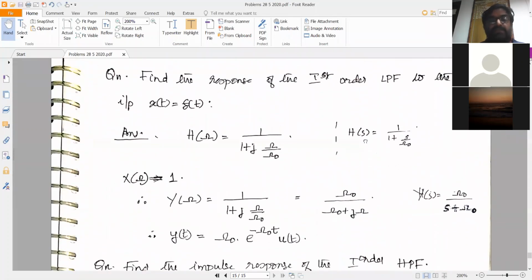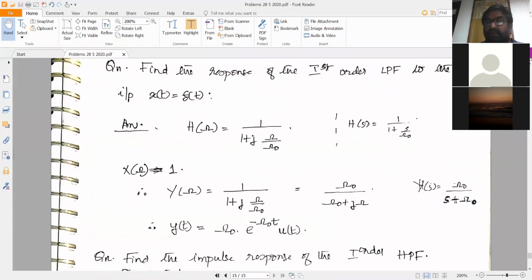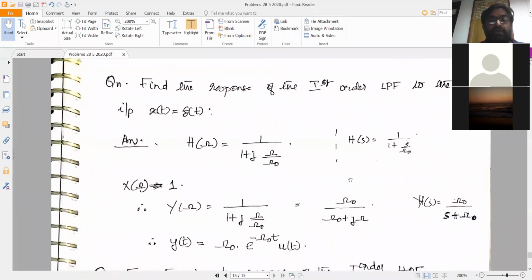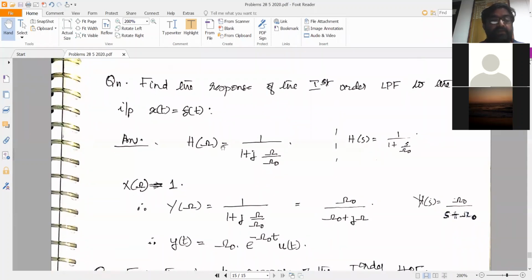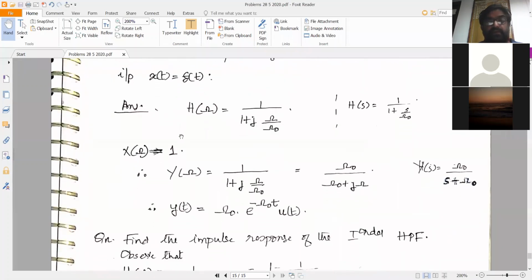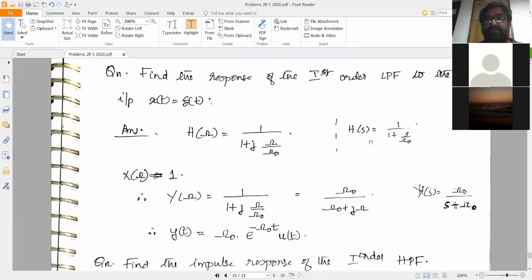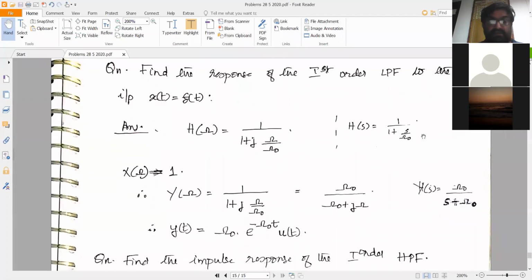Now this is the last question. So we'll apply the result that we have derived earlier to find out the response of the first order low pass filter to the input x of t is equal to delta t. Okay, so for this, you know that h of omega is equal to 1 by 1 plus j omega by omega 0. The corresponding system function or transfer function is h of s is equal to 1 by 1 plus s by omega 0. Okay.